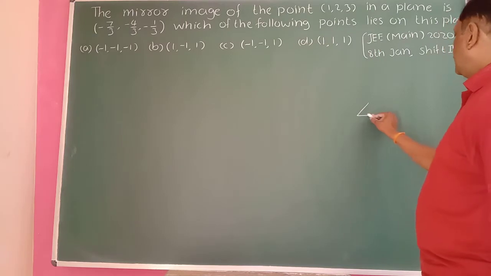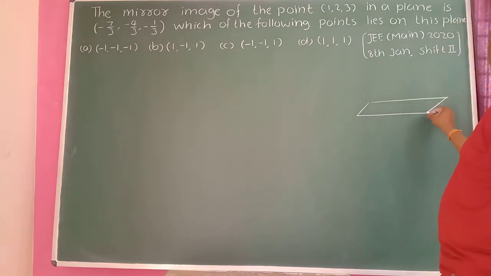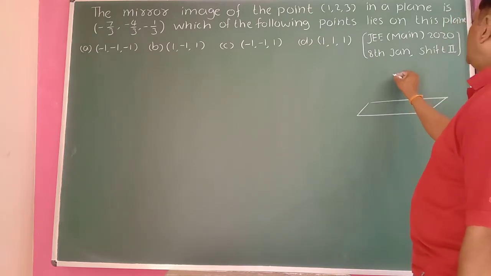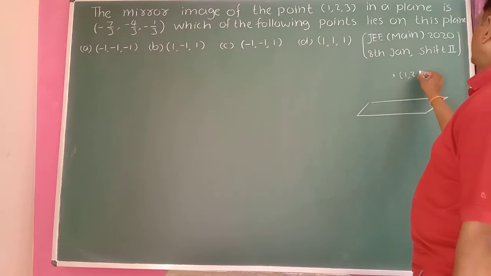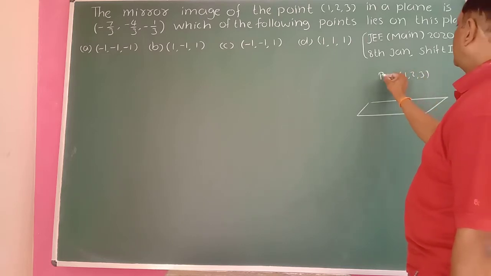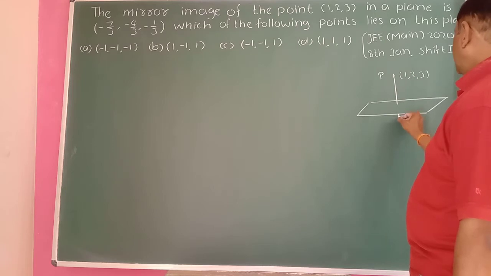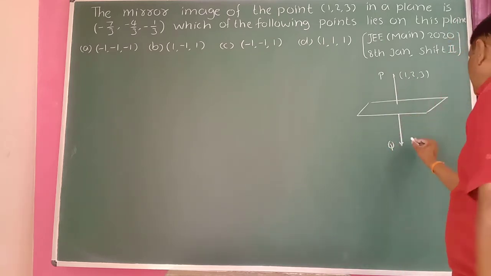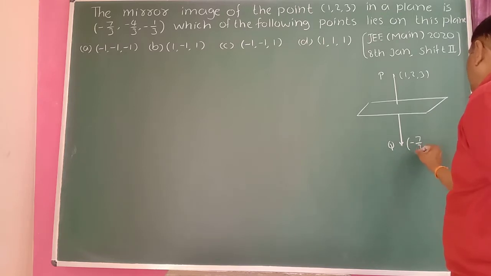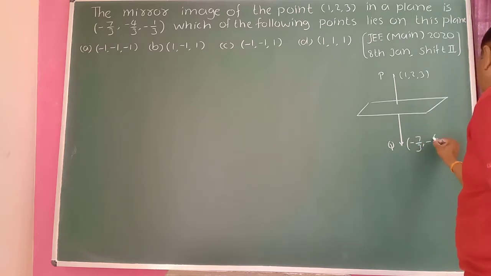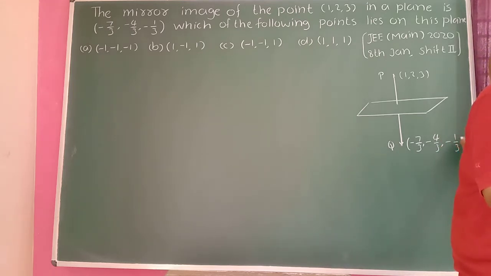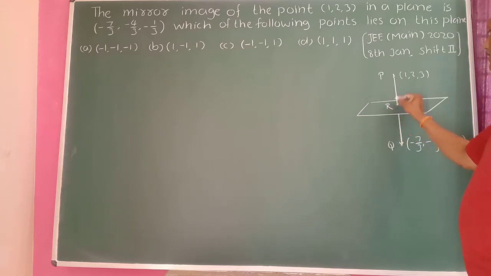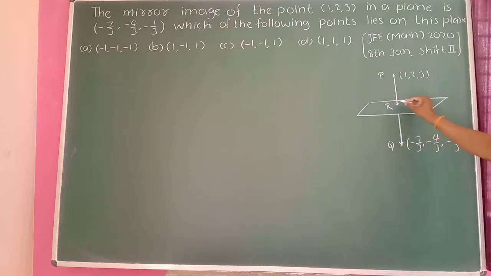This is the one plane here, and here is one point they are given: 1, 2, and 3. Take this point as P. Then its mirror image is a point Q, so the coordinates are minus 7 upon 3, minus 4 divided by 3, minus 1 divided by 3. And here R is the midpoint of PQ.